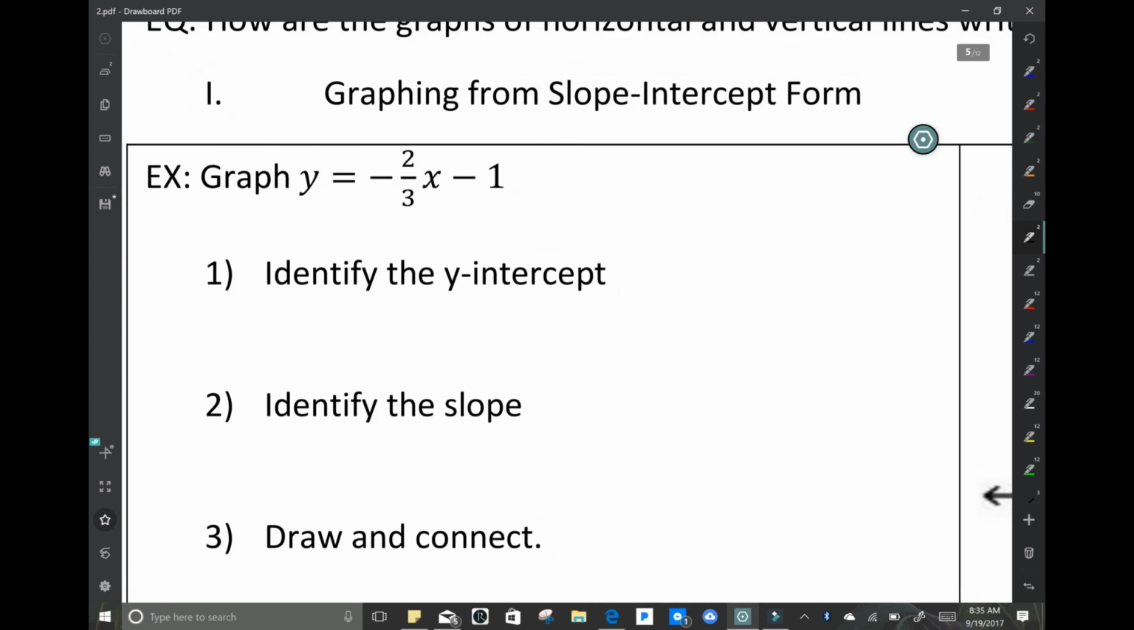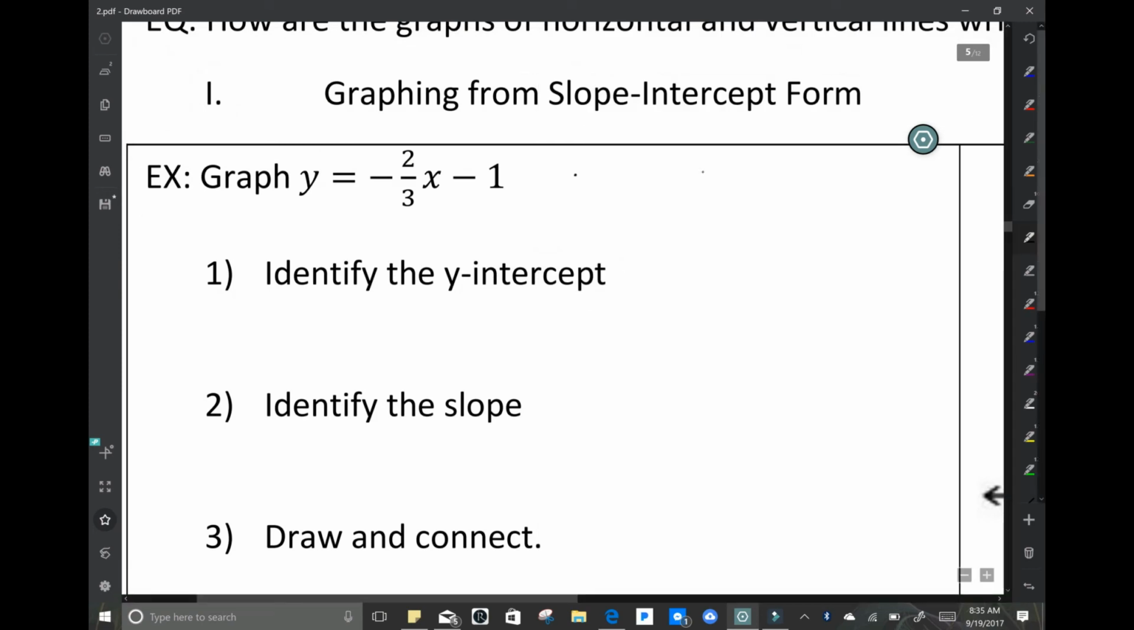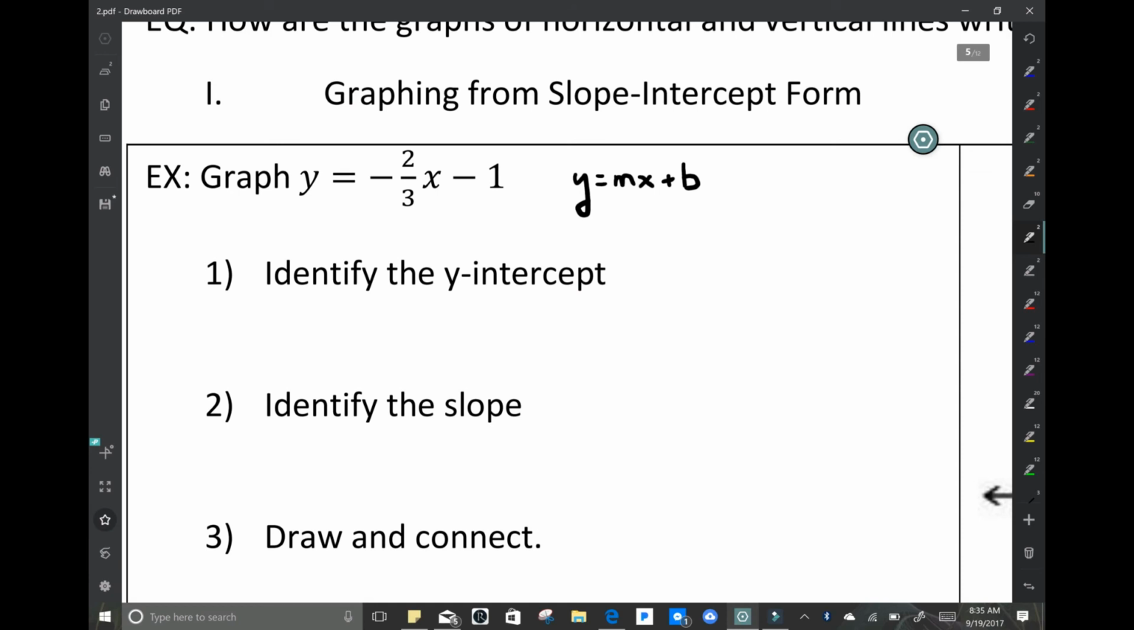So simply put, when we have the graph y equals negative 2/3 x minus 1, what should go off in your mind is, hey, that's a linear equation because it's in the form y equals mx plus b. I know you've seen this before, but just a refresher as to what all is going on here.